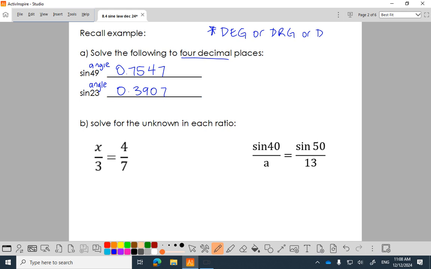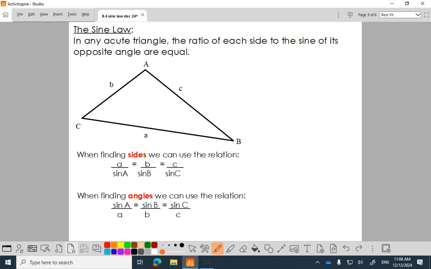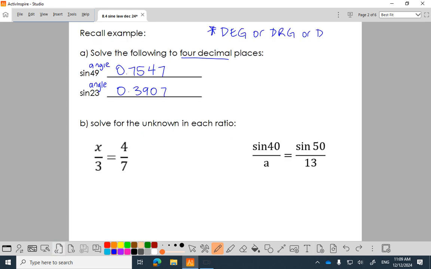I'll take a look. All right, so there are two versions of the sine law. One where, if you're looking for a side, you put the side on the top, and one where you're looking for the angle, you put the angle on the top. But we have been cross multiplying, so you know how to solve something like this. You can use one version of the sine law over the other, it doesn't matter. So when you have something like this and the unknown is in the top of the fraction, then maybe you want to use inverses.